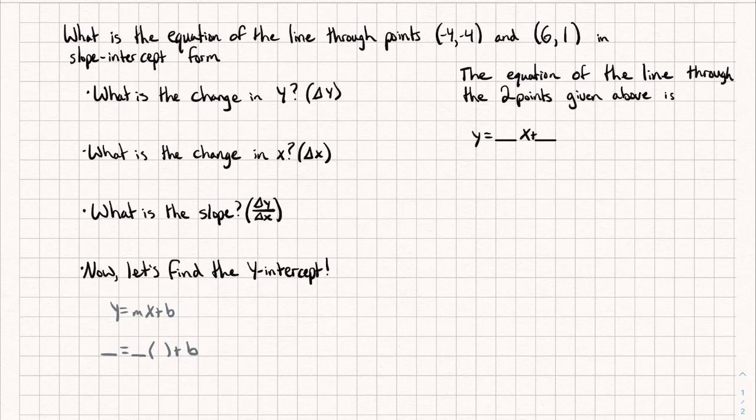So slope-intercept form number 3. What we need to do is find the equation of the line through the points (-4, -4) and (6, 1), and write it in slope-intercept form. And to do that, we're going to answer the next several questions.